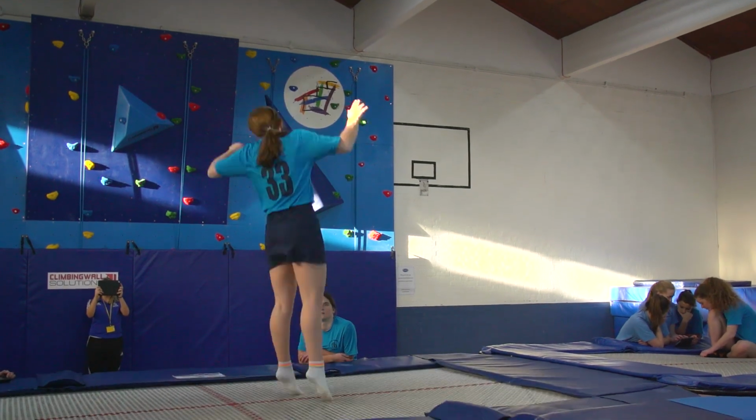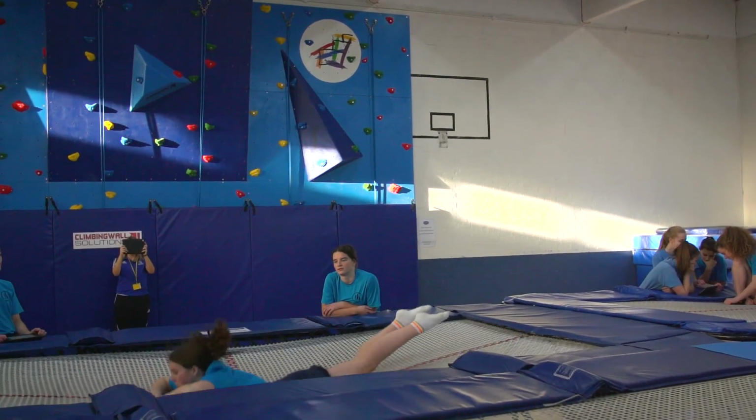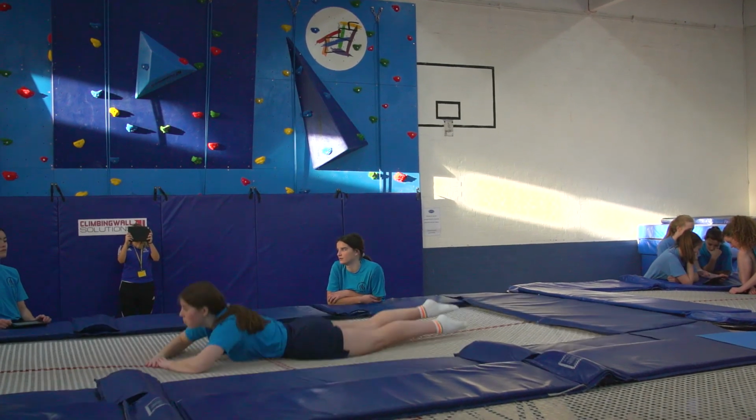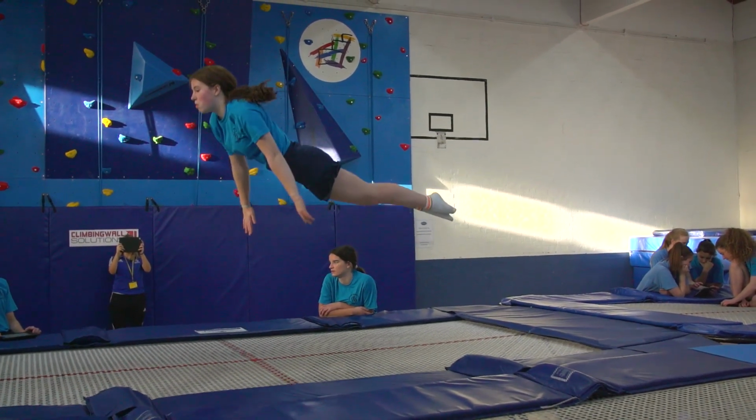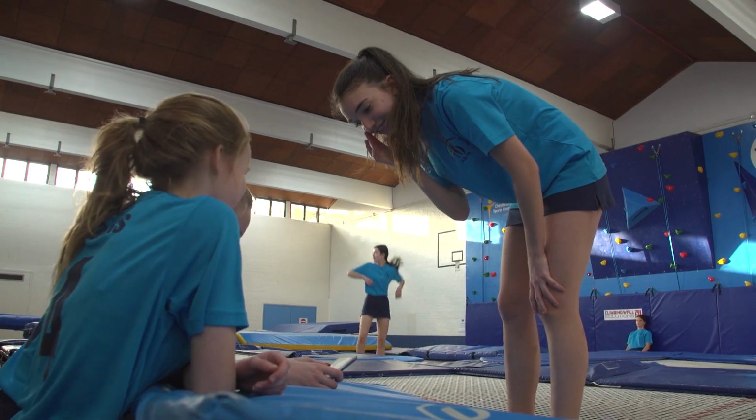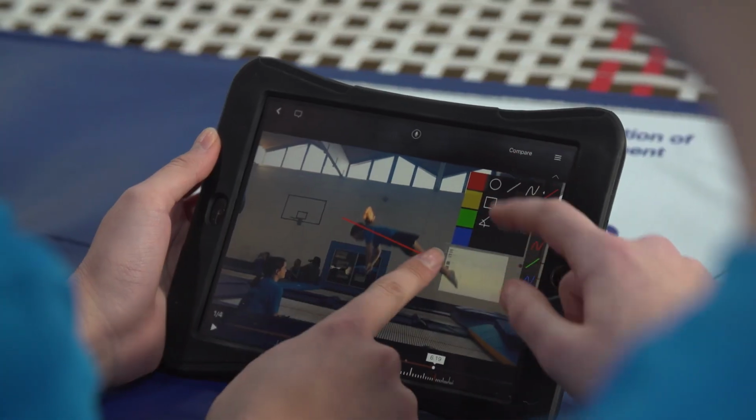You know what a front drop should look like. See what I mean about her legs at the end? Slightly bent. Girls, have a look at the landing phase as well, because that's really important. Part of the GCSE PE is analysing performance.